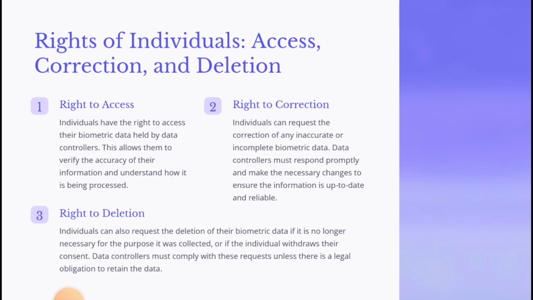Now moving forward to the rights of individuals in terms of access, correction and deletion. First, we look at the right to access. The right to access is given to the individual for their biometric data held by the data collector. This allows them to verify the accuracy of their information and understand how it is being processed. The second one is the right to correction. Individuals can request the correction of any inaccurate or incomplete biometric data. The data controller must respond and make the necessary changes to ensure the information is up to date and reliable.